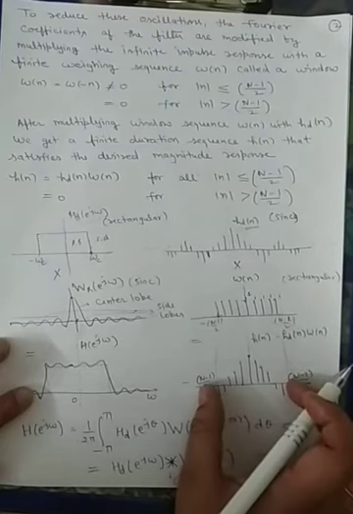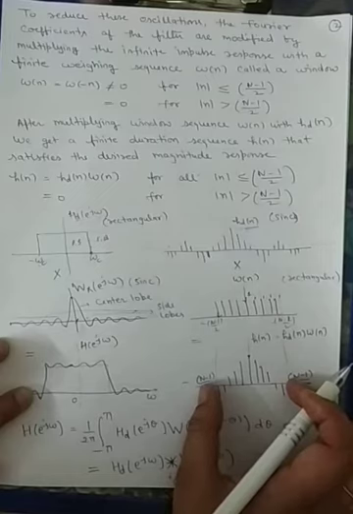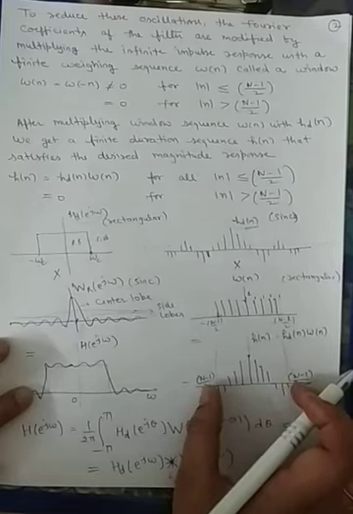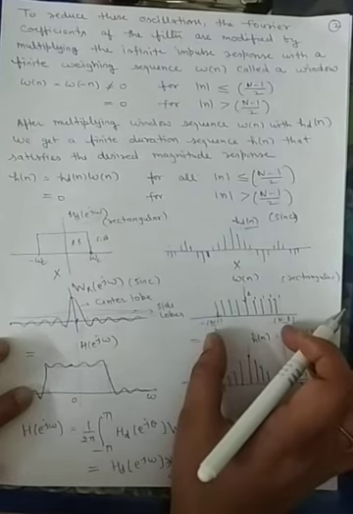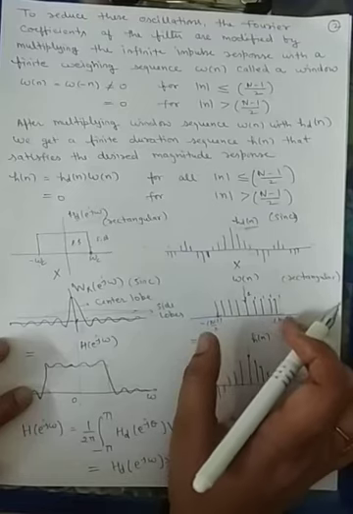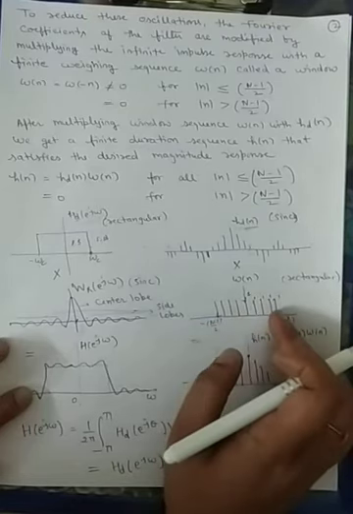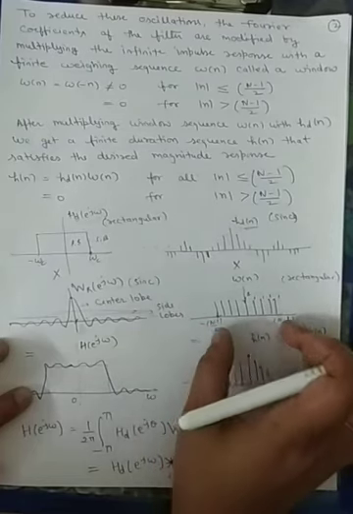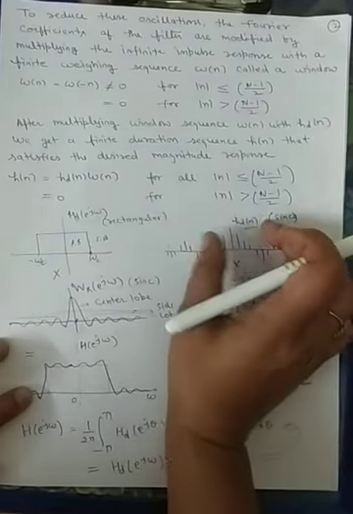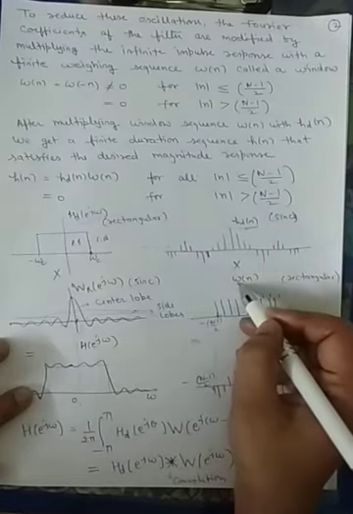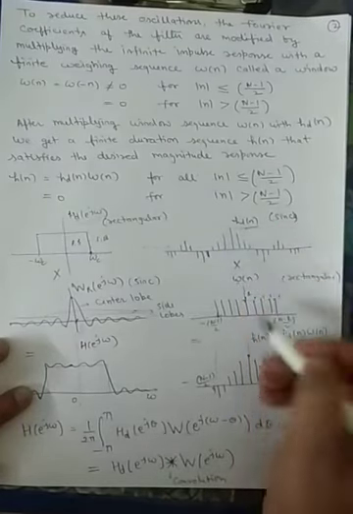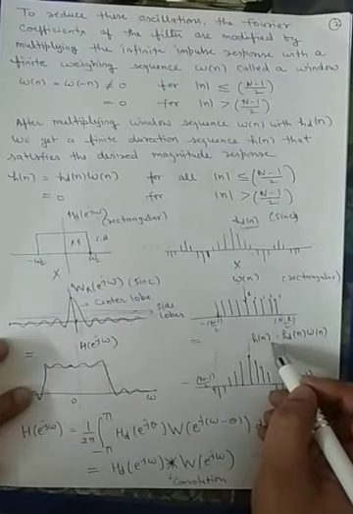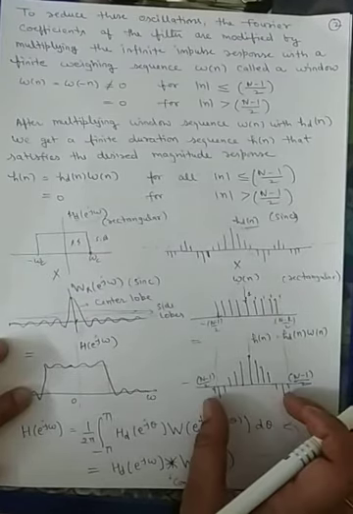Suppose you want to design an Nth order FIR filter, meaning that you have N number of terms. So the window should be of the length N, and this length will be equally distributed on both sides, from minus (N minus 1)/2 to (N minus 1)/2. So when you multiply w(n) to hd(n), you obtain h(n), which is the actual impulse response, like this.